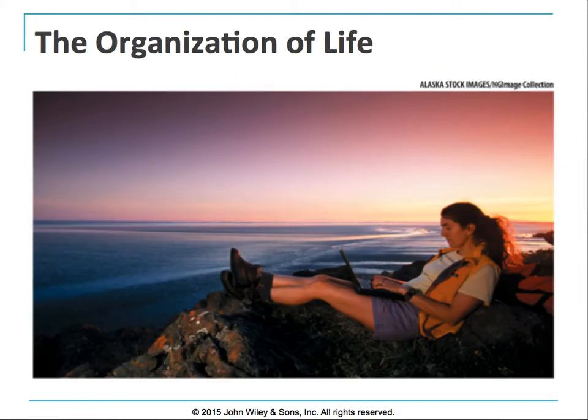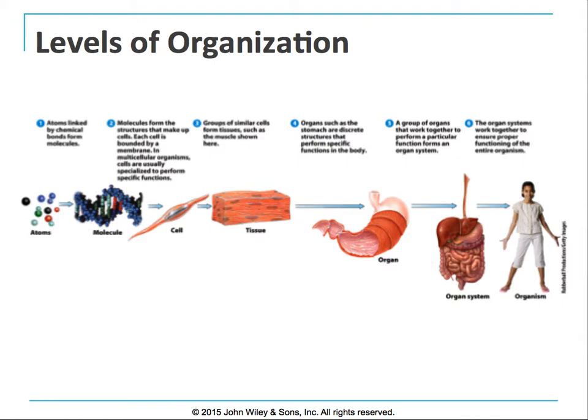The organization of life. Levels of organization. So first, all the way on the left is the smallest unit of matter, atoms. Atoms are linked by chemical bonds to form molecules. So number 2, second from the left, we have molecules. Molecules form the structures that make up cells. Each cell is bounded by a membrane. In multicellular organisms, cells are usually specialized to perform specific functions.